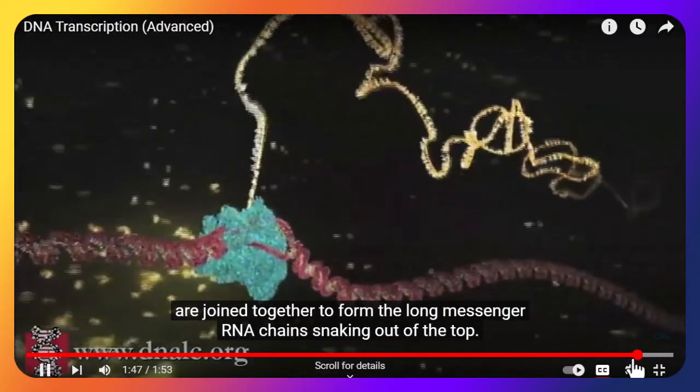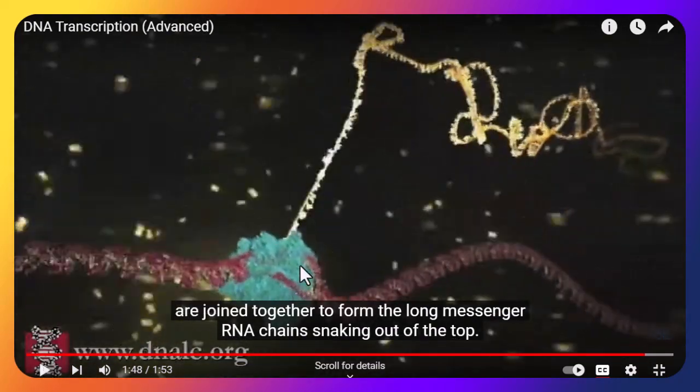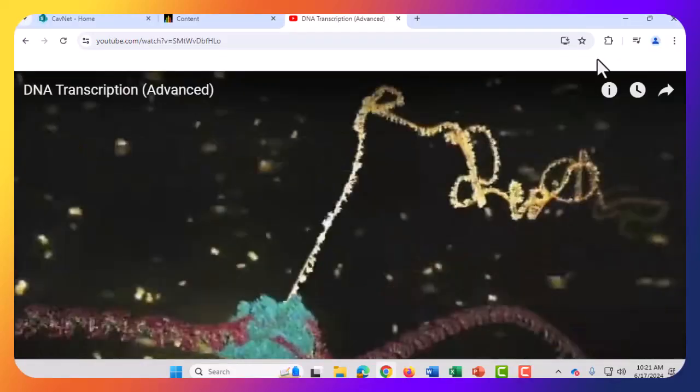So again, it's unzipping the double-stranded DNA. It's reading it one letter at a time, bringing in the correct bases. So if the DNA had an A, it would bring in a U. If it had a C, it would bring in a G, and it's making that messenger RNA. It's not copying the whole DNA, just one small gene, one small segment.